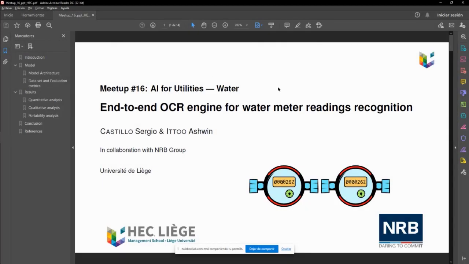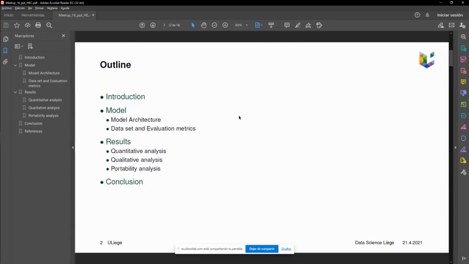Our presentation is entitled End-to-End OCR, so Optical Character Recognition Engine for Water Meter Readings. It was developed by my colleagues Sergio Castillo and myself in collaboration with the NRB group. As you will see, our talk will be structured as follows.